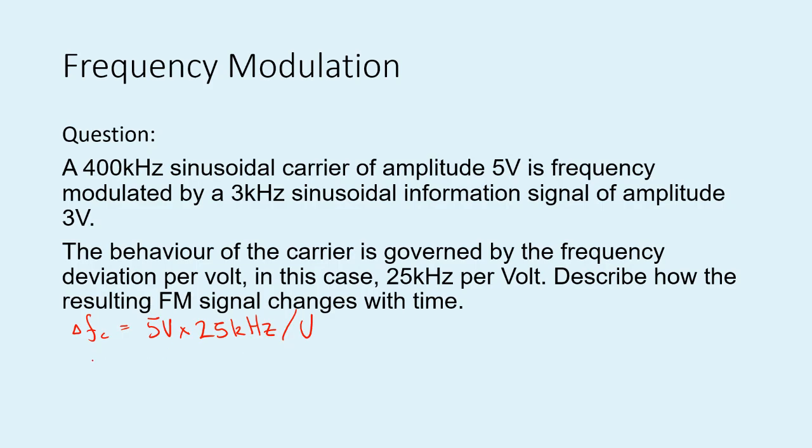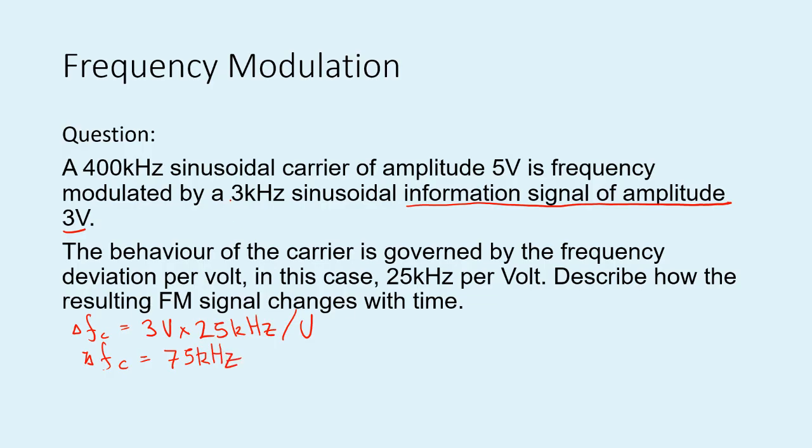The volts cancel in terms of units, so the frequency deviation, so this is the most the frequency is being altered by, is 5 lots of 25. Sorry, I've misread the question slightly. It's 3 lots of 25 because 3 volts is the information signal. So it's really, really important that you are reading through your questions carefully. So it is the information signal that is doing the modulation. So that is 75 kilohertz.